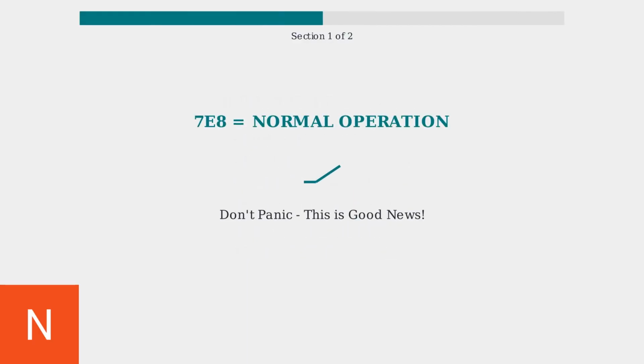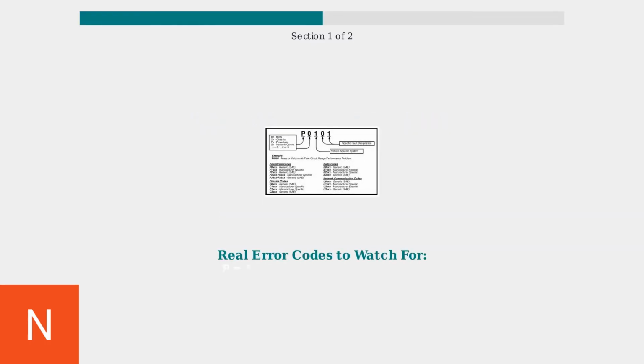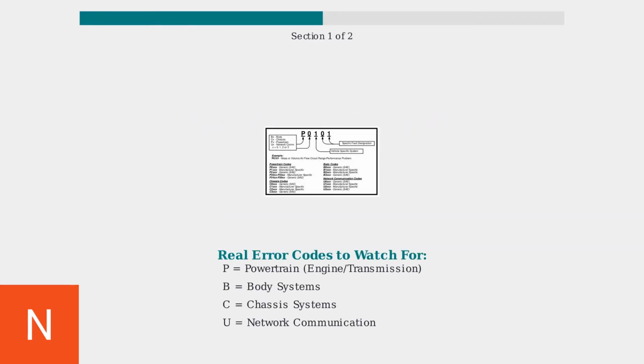Here's the crucial point. Seeing 7E8 alone is completely normal. It doesn't indicate any fault or problem with your vehicle. Don't panic when you see this code. The real diagnostic trouble codes you should focus on are those with P, B, C, or U prefixes. These indicate actual problems that need attention.